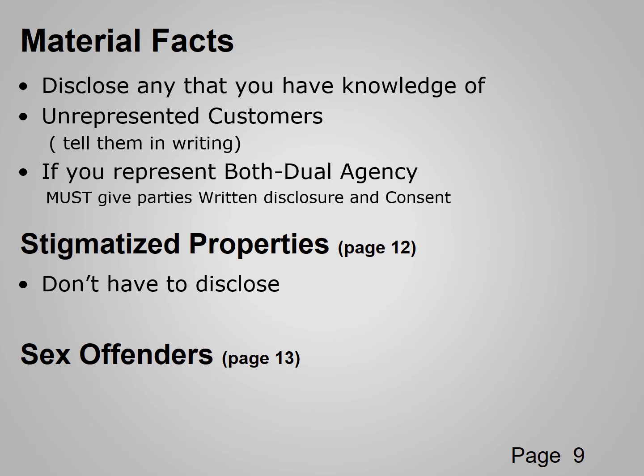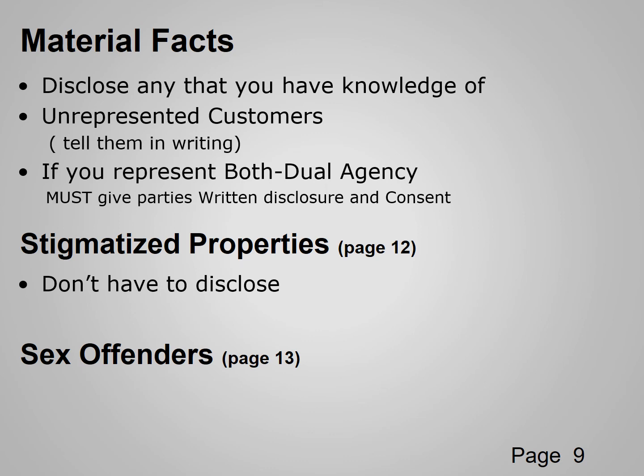Stigmatized properties you don't have to disclose. A stigmatized property is a property where there is a defect in the property, but it doesn't affect the habitability of living in the property. So just because there may be ghosts in the property, poltergeists, maybe someone had a serious disease in the property, you don't have to disclose this. And certainly, not only do you not have to disclose that someone had HIV, let's say the seller had HIV, but in that event, you would actually be violating the Fair Housing Law if you did.